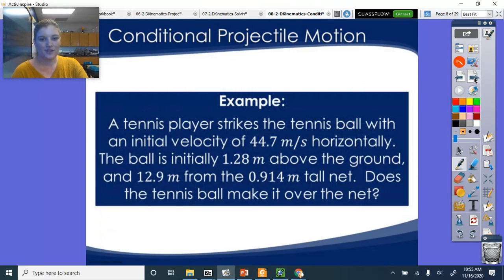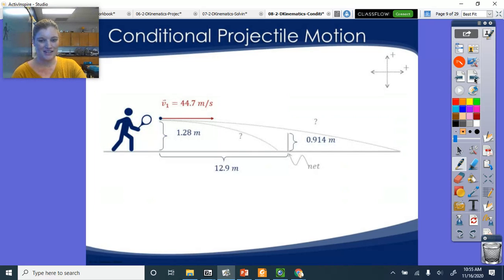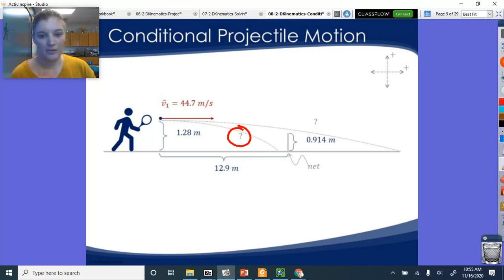Okay, so this is just that example written out. And again, does the tennis ball make it over the net? We have our diagram completely drawn out. We see all the variables that are listed. We need to figure out how far we have fallen on that parabola after we've gone 12.9 meters in the x.